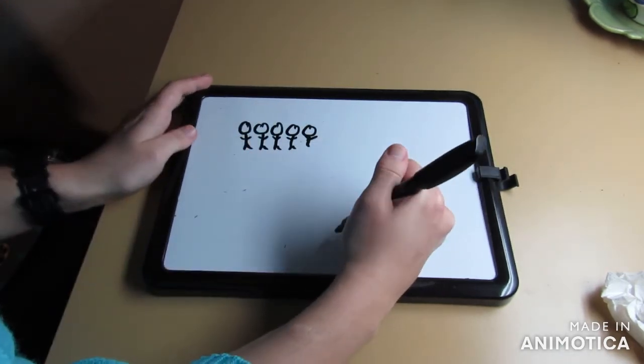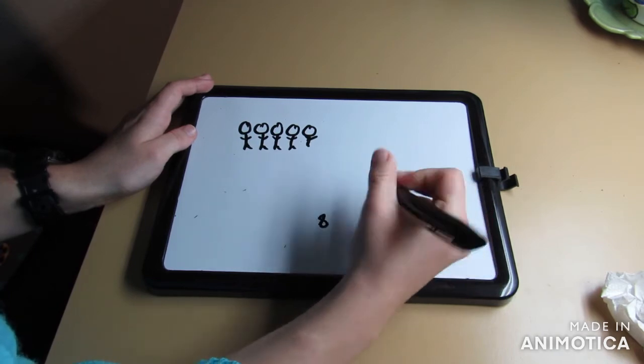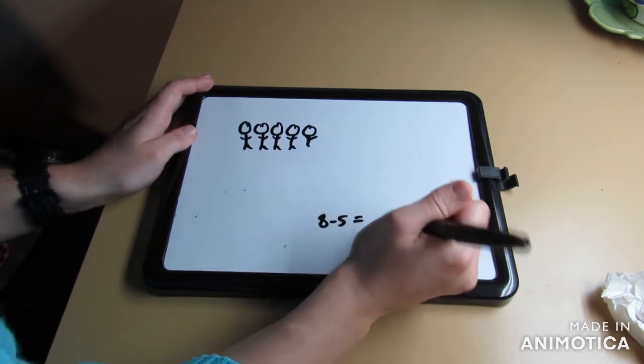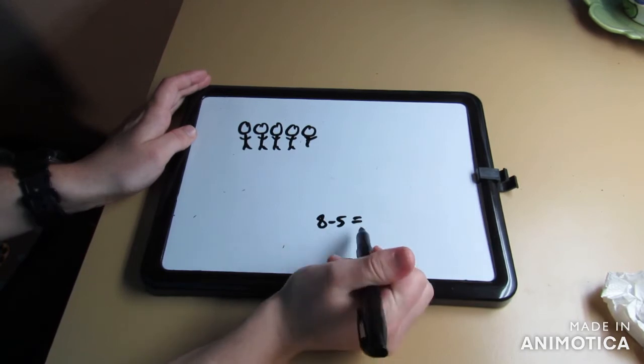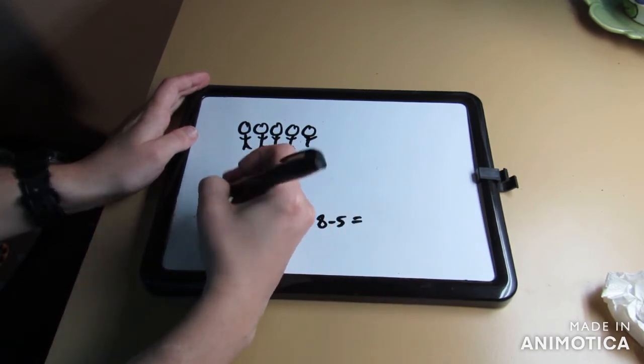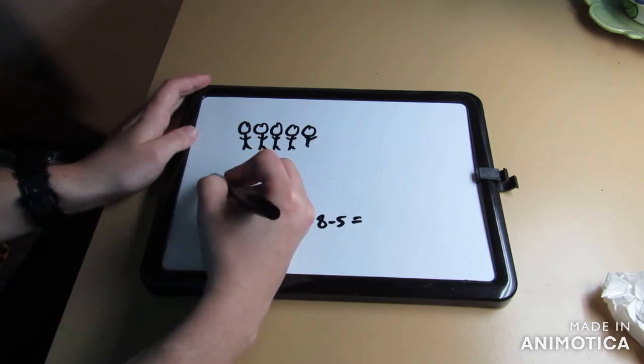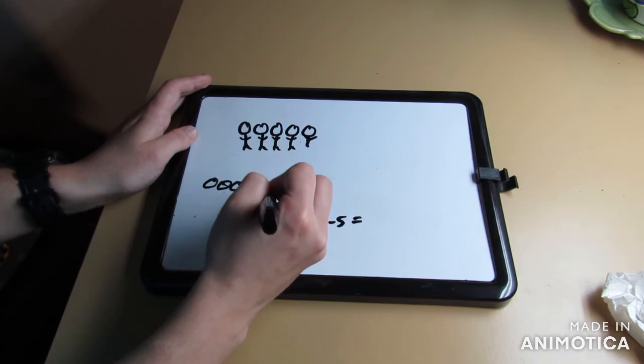So you have 5 already, and you need 8. So you have 8 minus 5 equals what? So then we're going to figure out what that is. So you're going to take 5 away from the 8, and what you can do is you can draw out 8 figurines.